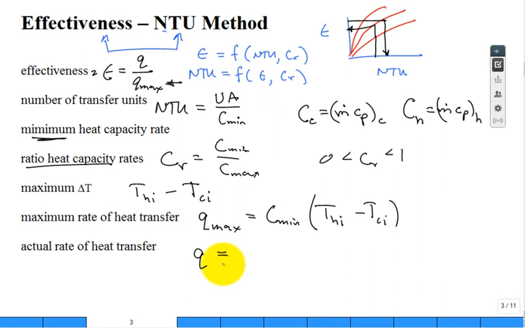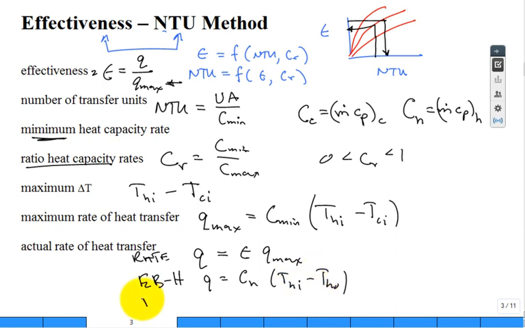You predict it by basically unraveling the effectiveness in the NTU method. So once you get Q, then you can go back to the energy balance equation. This is really our rate equation for the heat exchanger. The energy balance for the hot fluid: we know Q is the heat capacity rate of the hot times the temperature hot in minus temperature hot out.